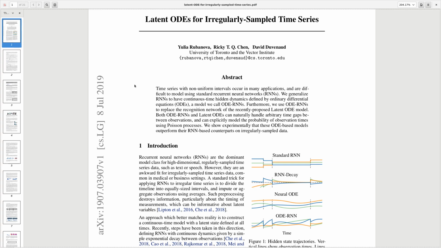Okay, so what's new here is that they work with arbitrary time gaps between the measurements, and they say they can improve on RNNs by proposing a model that is called ODE-RNN, with continuous time hidden dynamics.